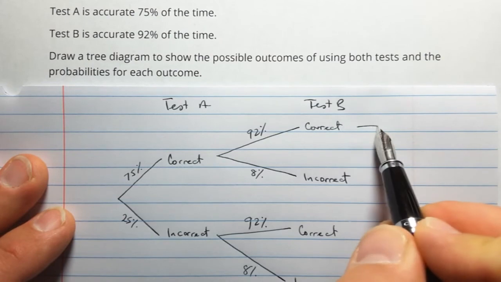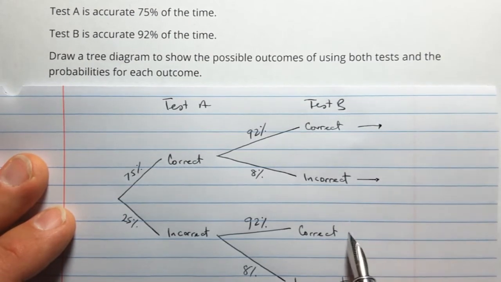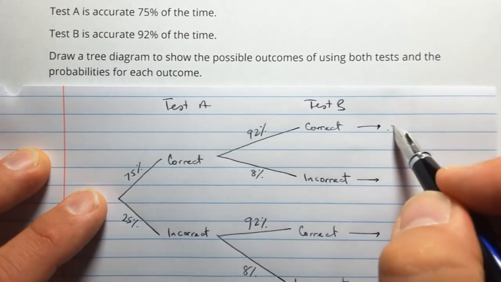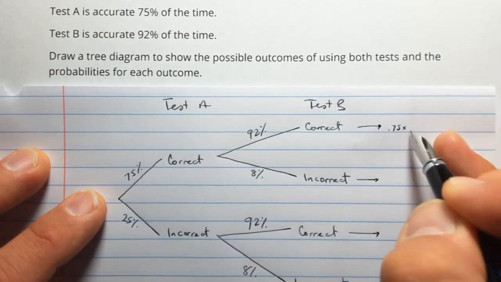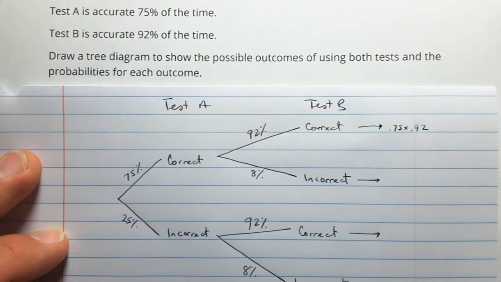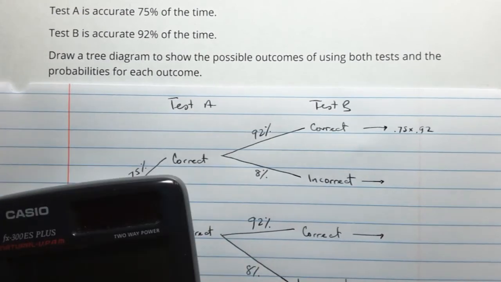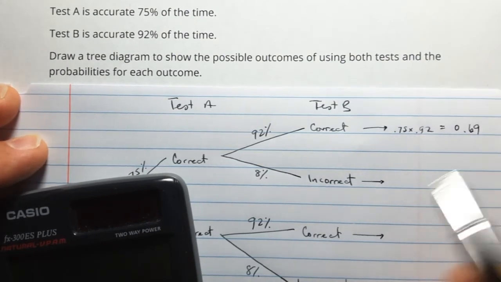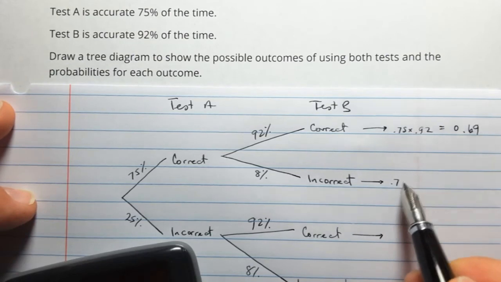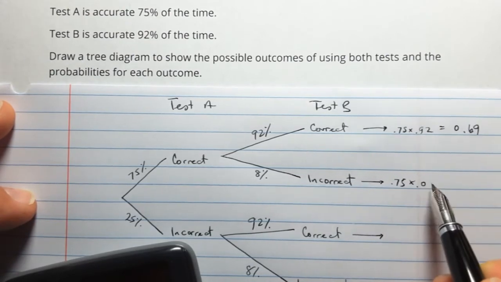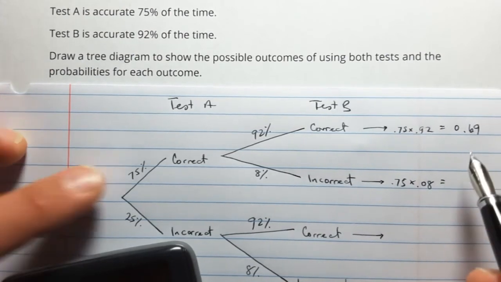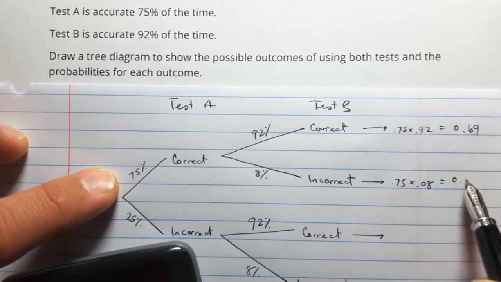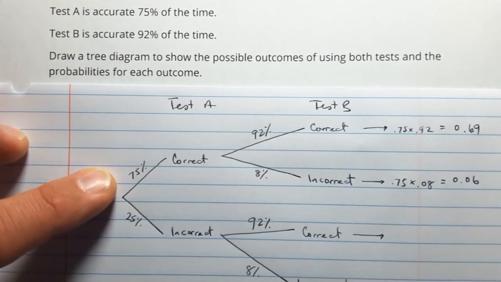So let's find the probabilities of each outcome. What's the probability of following each of these paths? This would be 0.75 times 0.92. So that's 0.69 or 69%. This would be 0.75 times 0.08. Now it's going to add up to 75%. That makes this 0.06. I don't even need to calculate it.